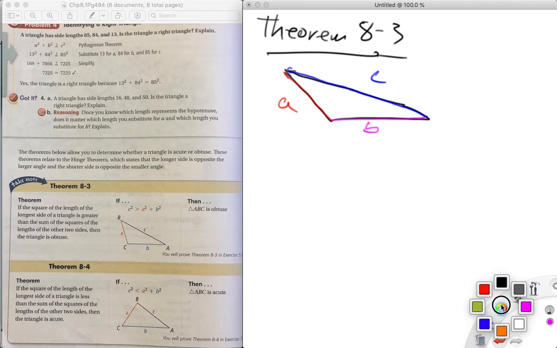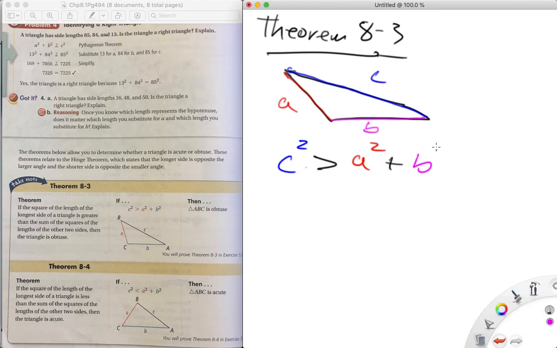If the largest side, when I square it, is greater than the sum of the squares of the next two sides, then it is obtuse. Alright, so if I square the largest side and it's greater than the sum of the squares of the two other sides, then we have an obtuse triangle. Theorem 8.3.